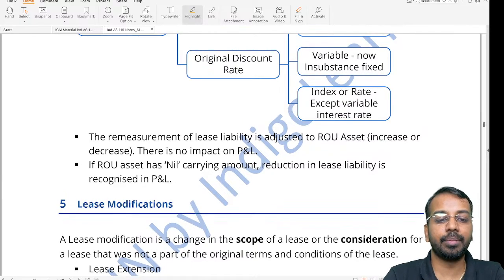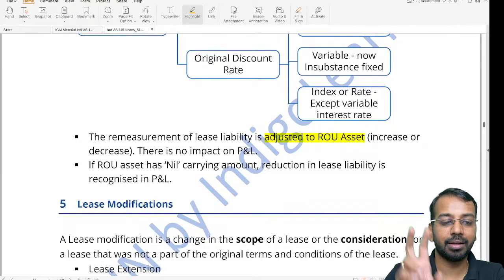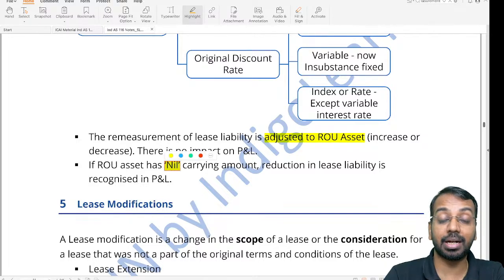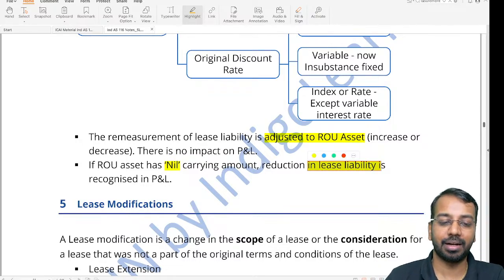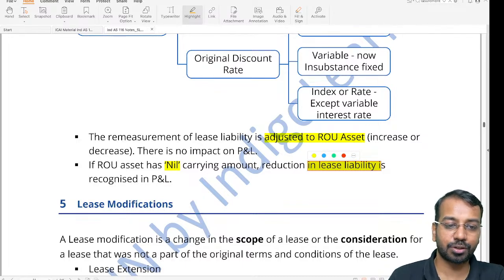So we have understood the remeasurement of lease liability is adjusted to the right of use asset. So there is no impact in P&L. And if the ROU asset has a nil carrying amount, and there is a reduction in liability, then the balance part is recognized in P&L, because we cannot take the ROU asset to less than 0. Any questions so far?